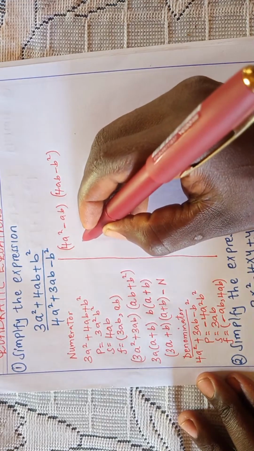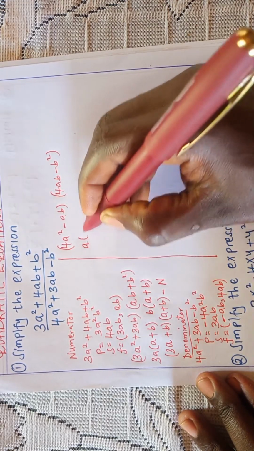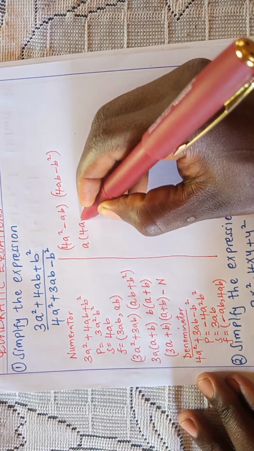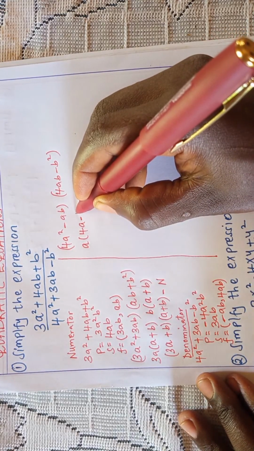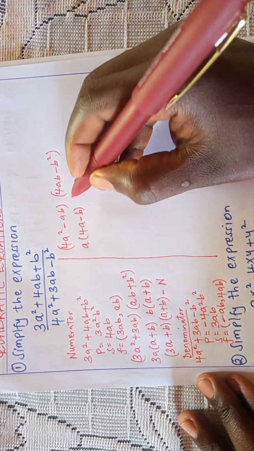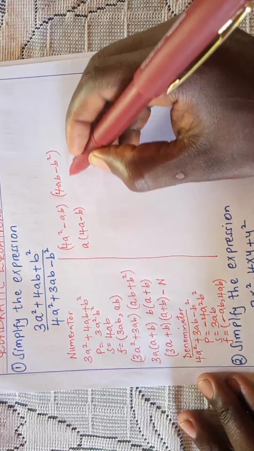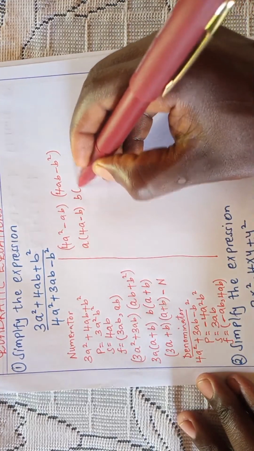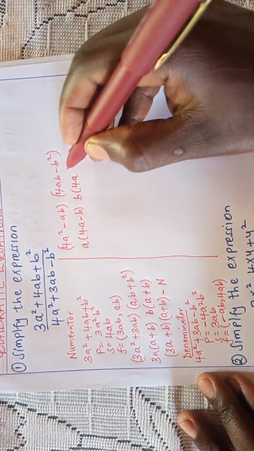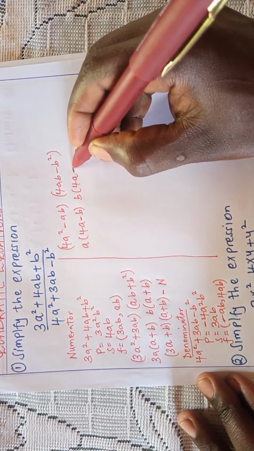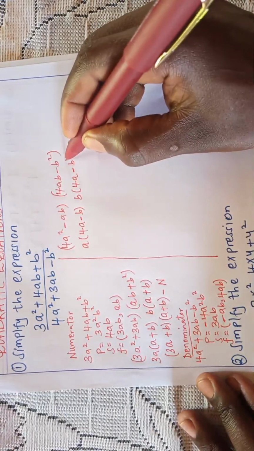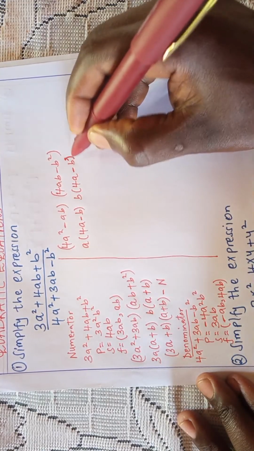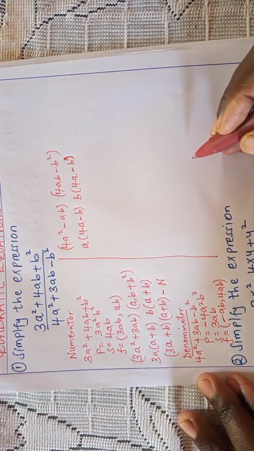We are going to obtain the common factor in the first bracket, and in this case the common factor is a. If you multiply a by 4a, you'll get 4a squared. If you multiply a by b, you get negative ab. We proceed to the second bracket. The common factor here is b. If you multiply by 4a, you will get 4ab. If you multiply by negative b, you are going to get negative b squared.